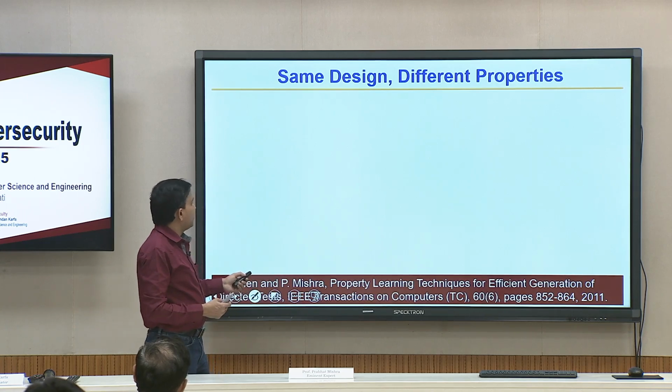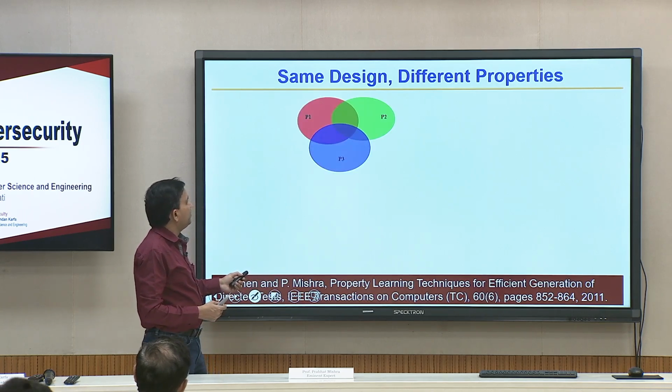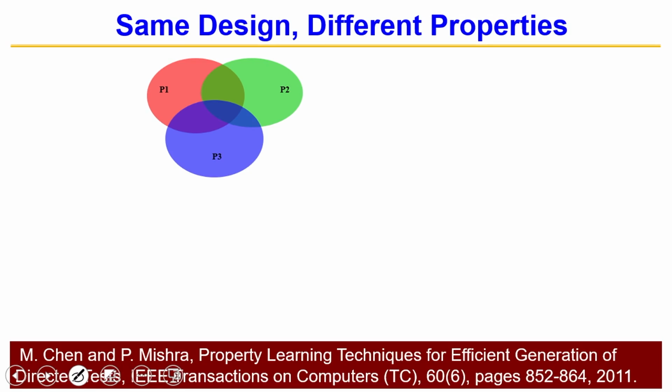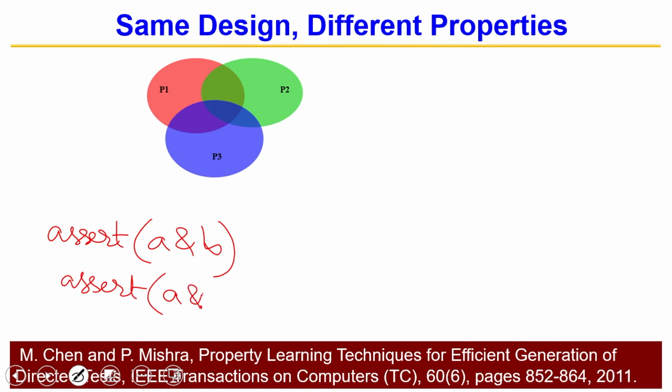Then there are many other works where different research groups, including our group, looked at this. First of all, we are not trying to solve one assertion in a design. If a design has millions of lines of code, it is going to have thousands or millions of assertions. We are trying to find tests for all of those assertions, not just one of them. And those assertions may have some commonality, so let us say you have an assert A and B, maybe another assert A and B and C, or A and B or C.